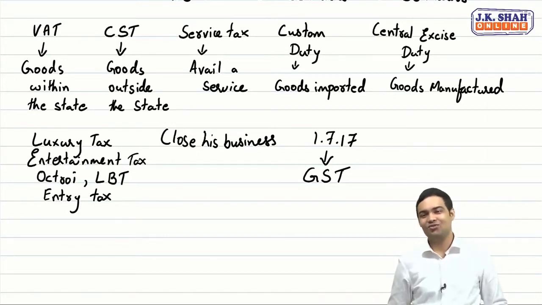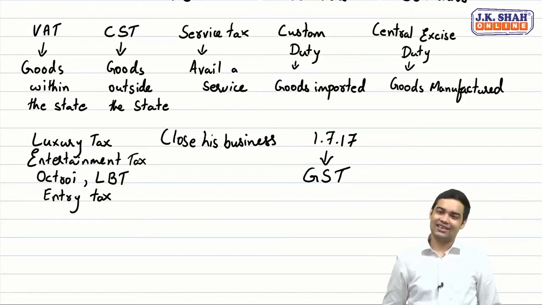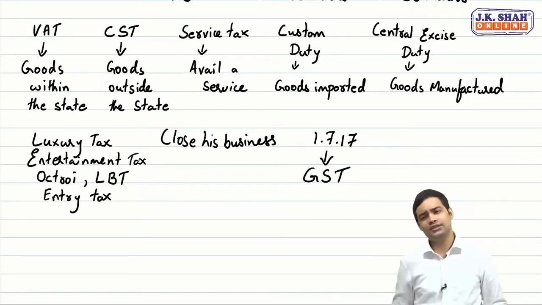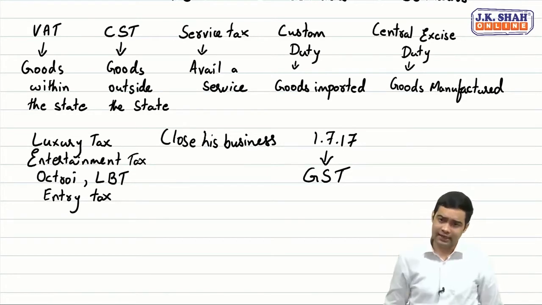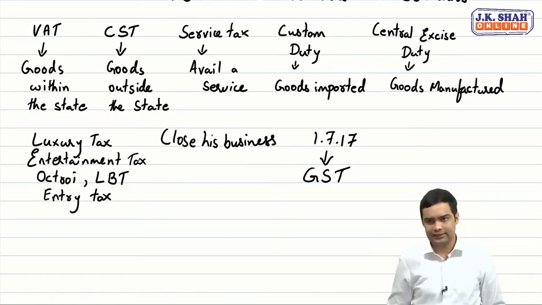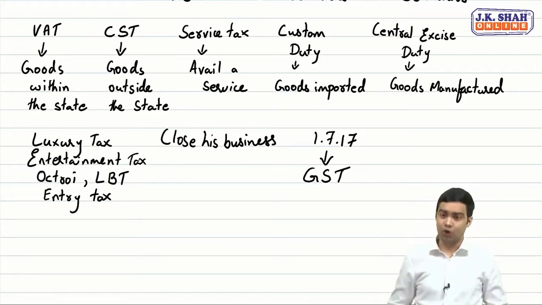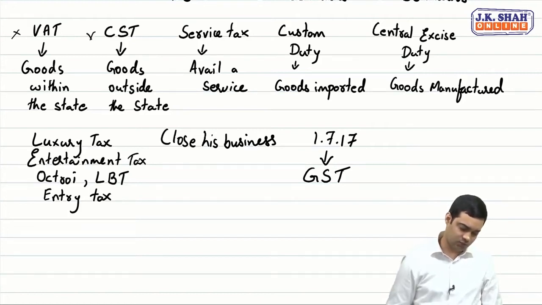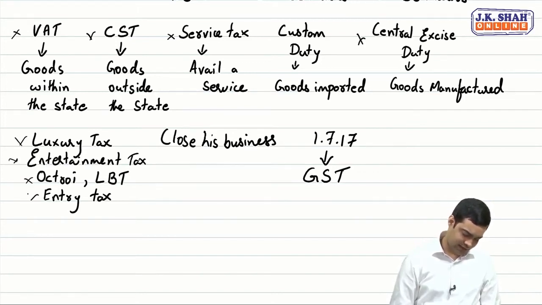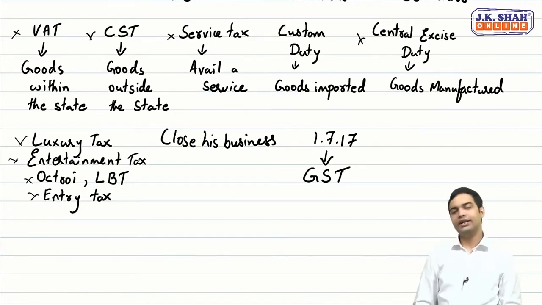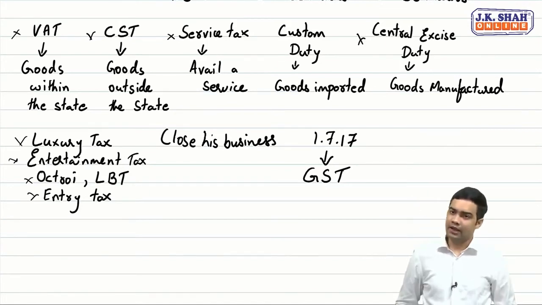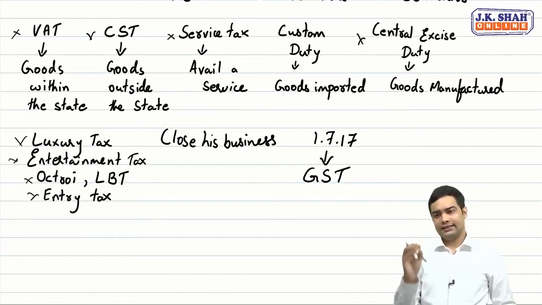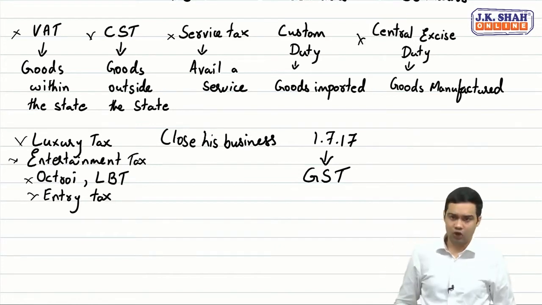So it's a tax which is levied on goods as well as services. There are some goods which are even today subject to the earlier levies, which we'll be discussing at a later stage. But if we were to look at the broader picture, VAT is no more there, CST is no more there, service tax is no more there, central excise duty is no more there, luxury tax, entertainment tax, octroi, LBT, entry tax, all these have been removed to the extent where they were applicable on all goods.